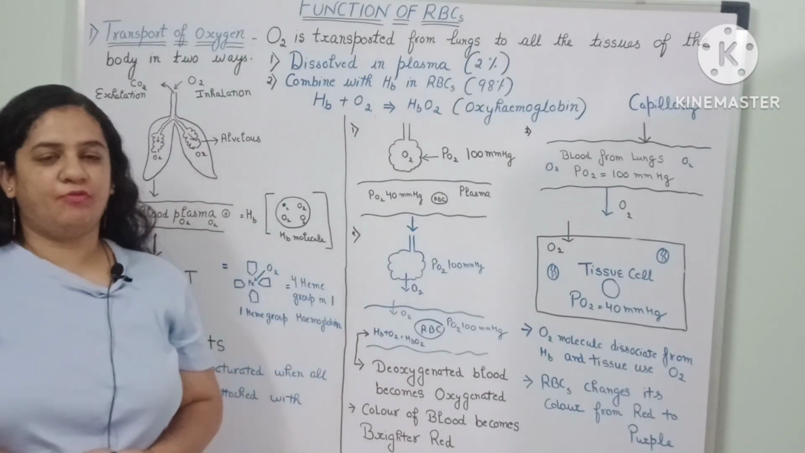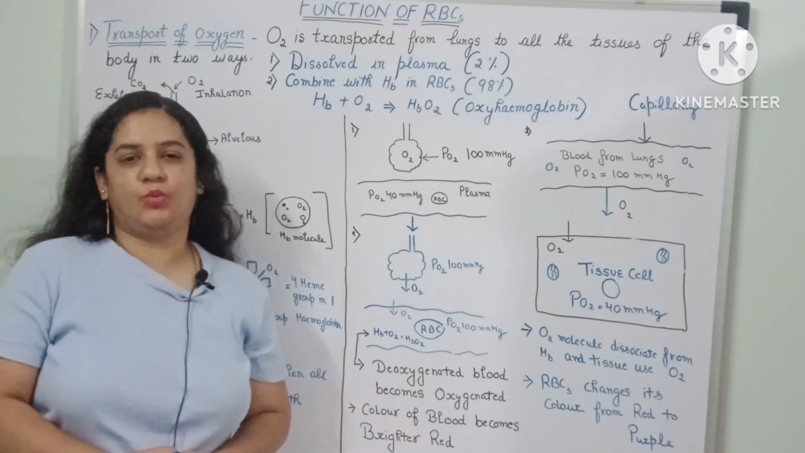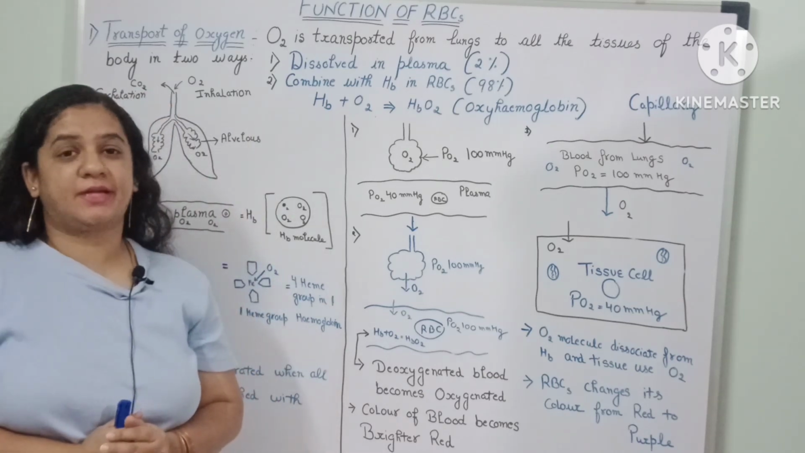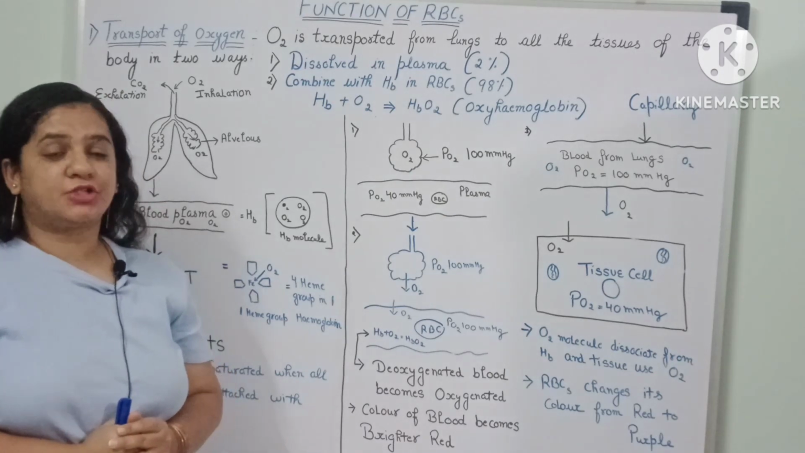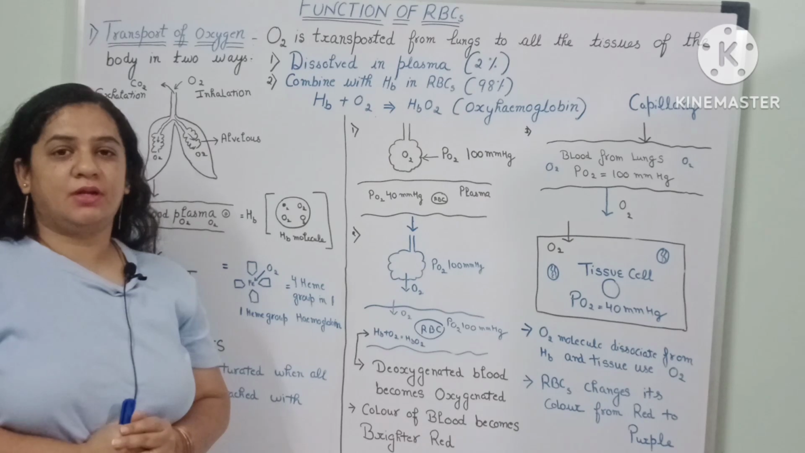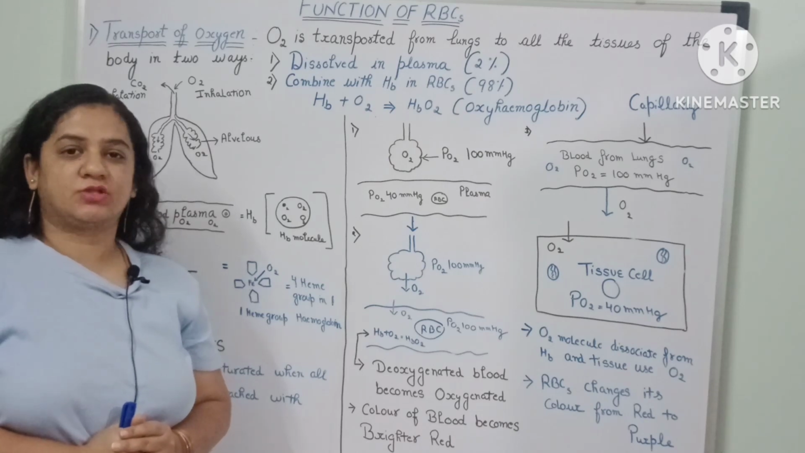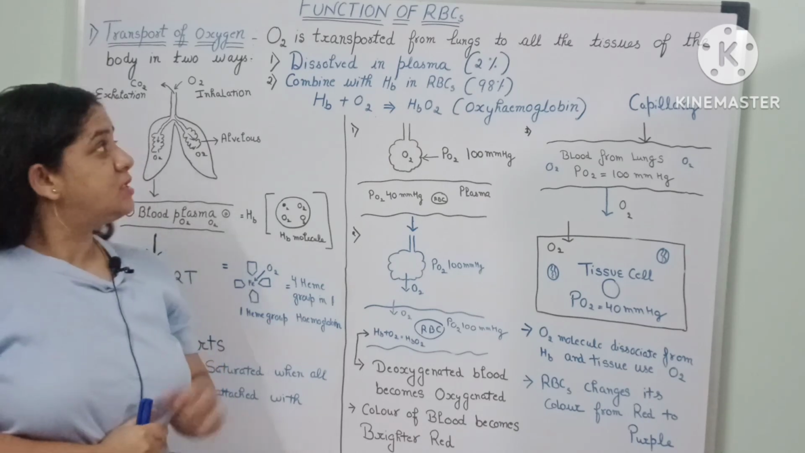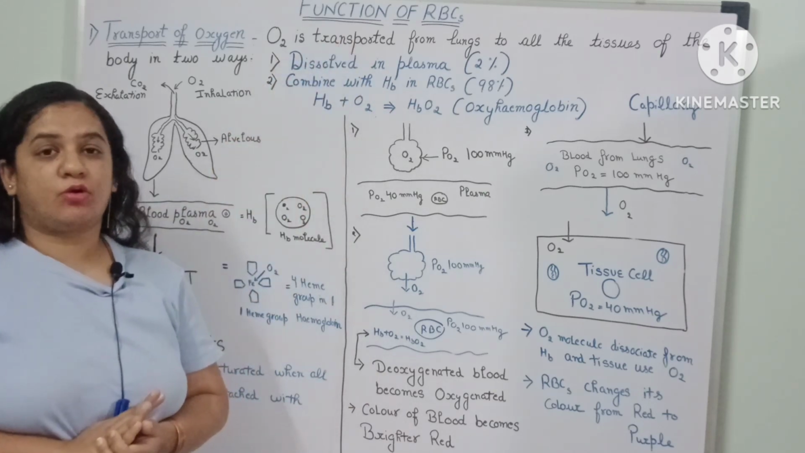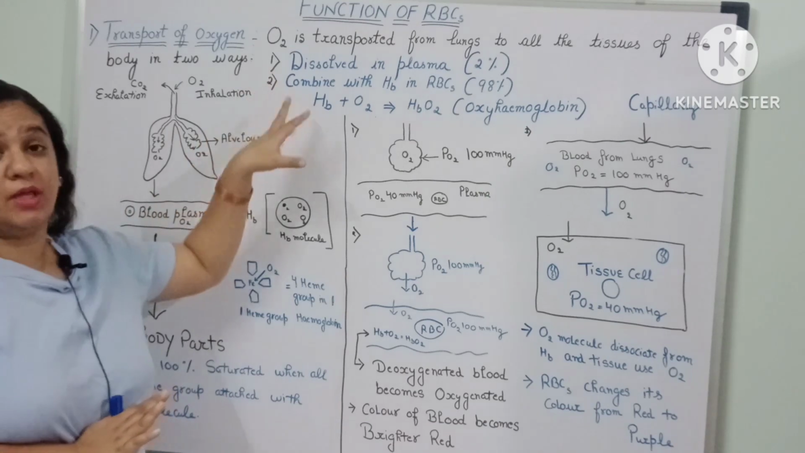So in the last video we discussed the structure of hemoglobin, and today we will discuss the function of RBCs, that is, red blood cells. The main function of RBC is the transport of oxygen from the lungs to all the tissues and organs of the body, and how this oxygen will be transferred from the lungs to all tissues and organs of the body is by two main ways.